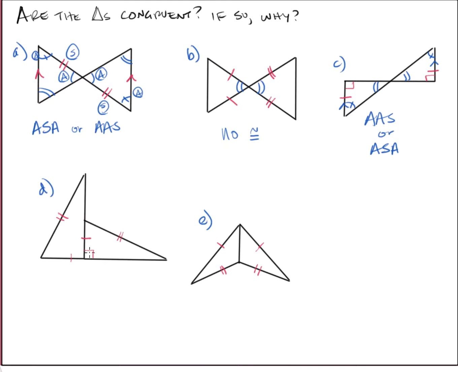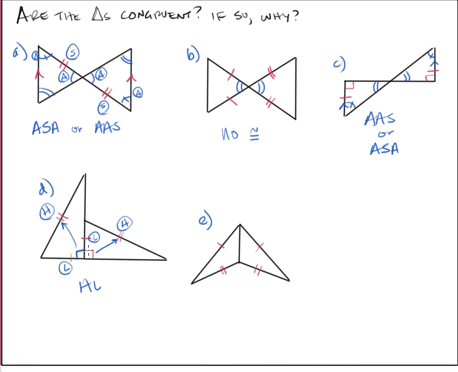In example D, I have a right angle here, which of course means I have a right angle here as well. So now I have two right triangles. The hypotenuse on the one on the right and the hypotenuse on the one on the left are congruent, right? So there's an H and an H for the hypotenuse of each triangle. And then I have this short segment congruent to this short segment, and there's my legs. So these two triangles are congruent by HL, hypotenuse leg.